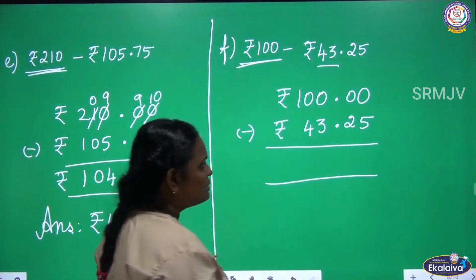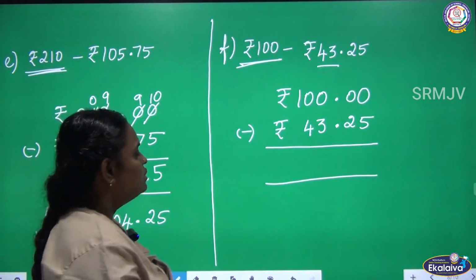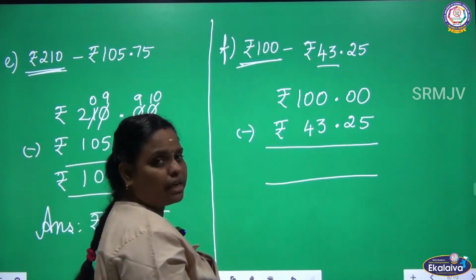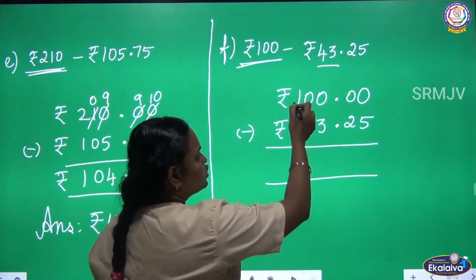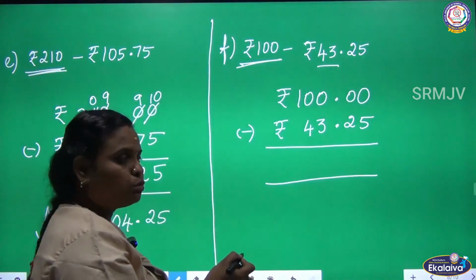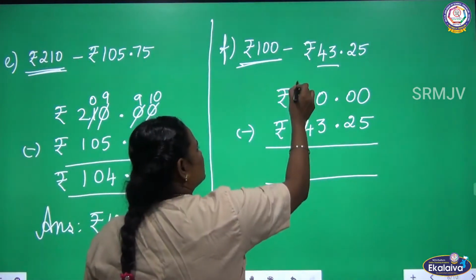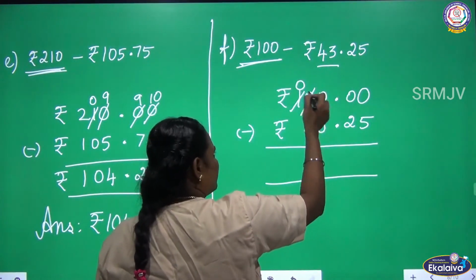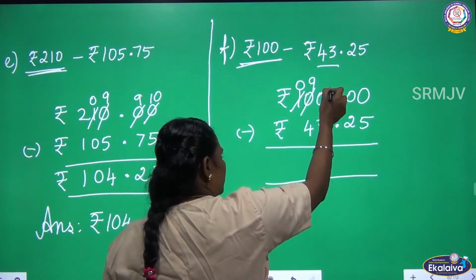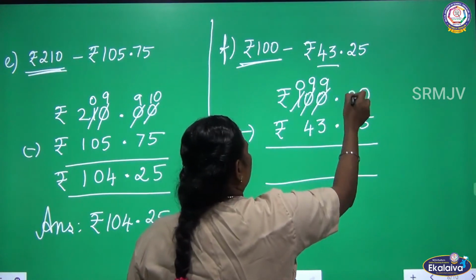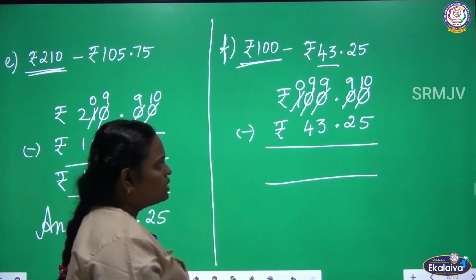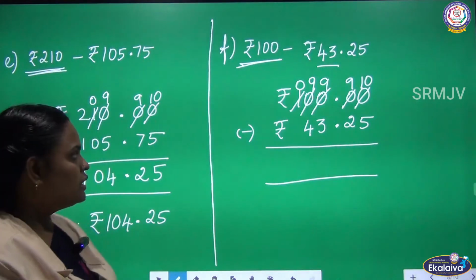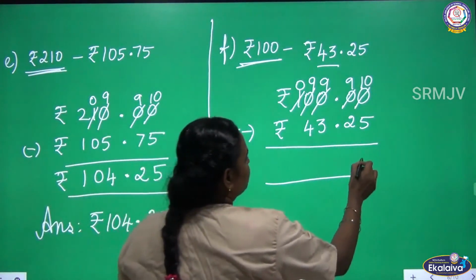So tell me, what is 0 minus 5 children? Again 0 is there. So what do we have to do? We have to borrow from the before number. Before number means we have to borrow from 1. So 1 becomes 0, it becomes 10. Again if you are borrowing, it becomes 9, 9, then 10. Now you tell me, what is 10 minus 5? 10 minus 5 is 5.